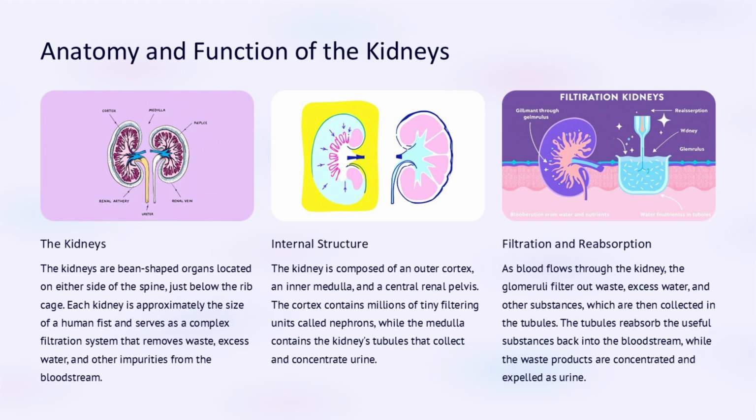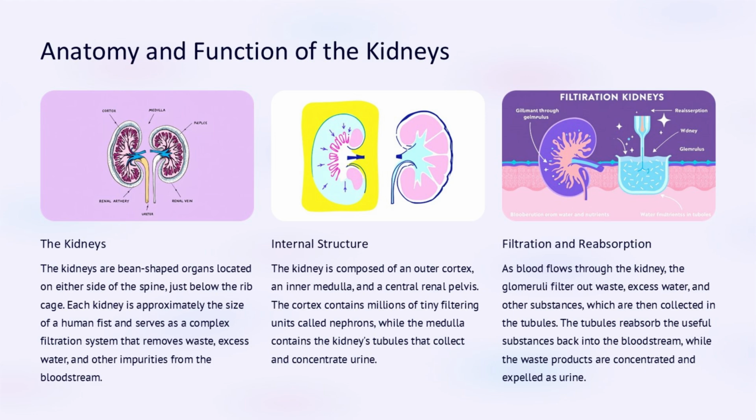The kidneys are bean-shaped organs located on either side of the spine, just below the rib cage. Each kidney is about the size of a human fist and acts as a complex filtration system. The kidneys remove waste, excess water, and other impurities from the bloodstream.